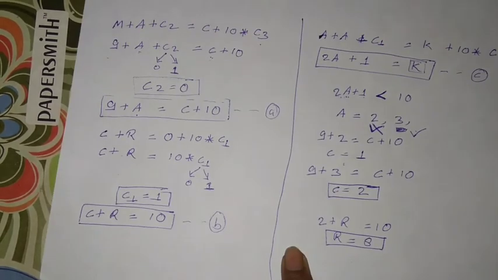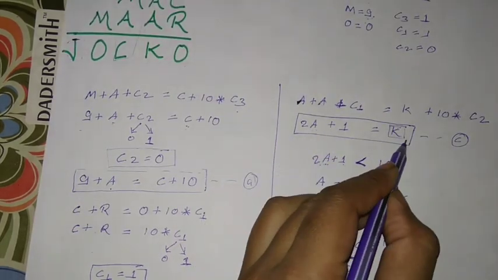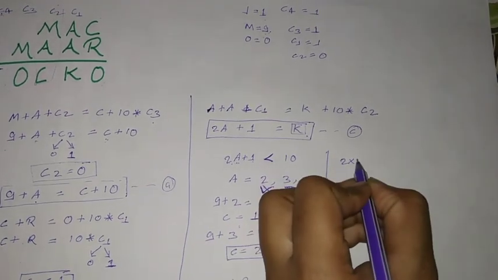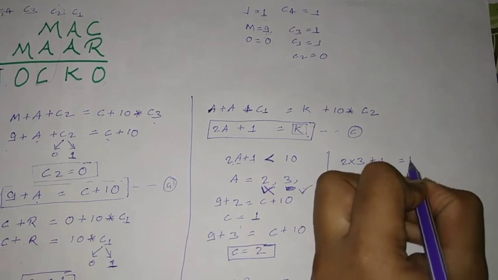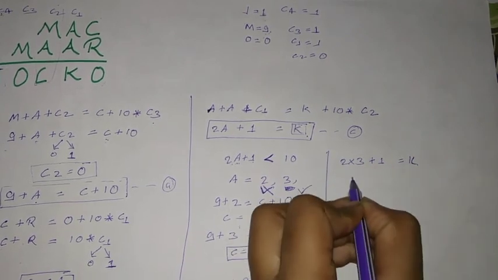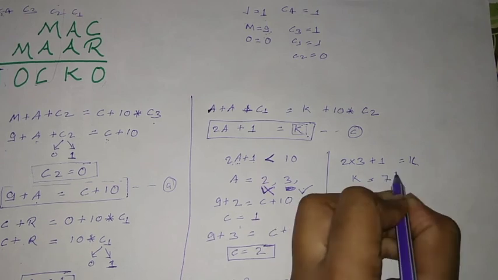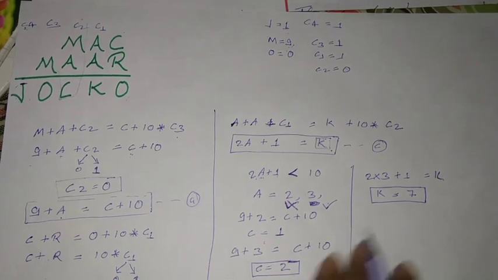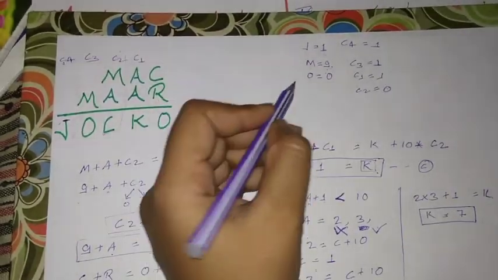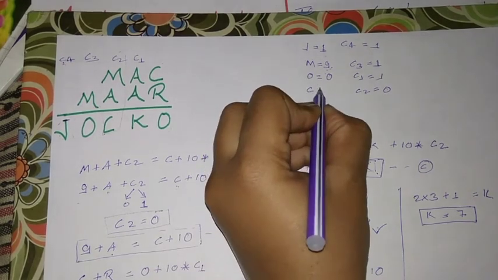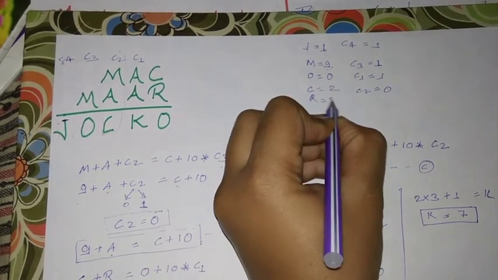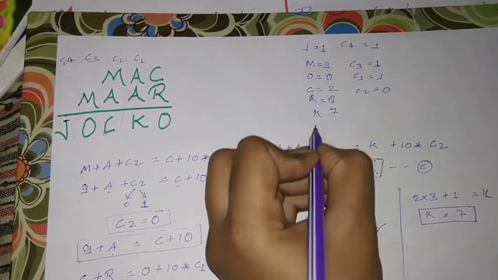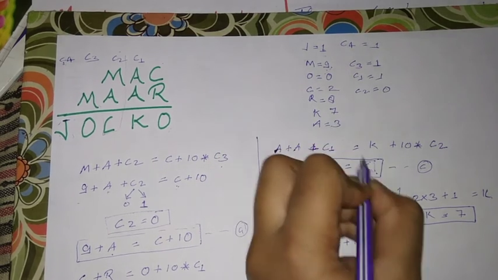Now put the value of A in equation C. Then you get 2 into 3 plus 1 equal to K, so K equals 7. Now we write all the values: C is equal to 2, R is equal to 8, K is equal to 7, A equal to 3.